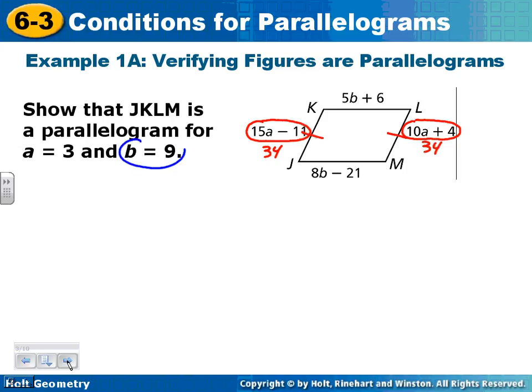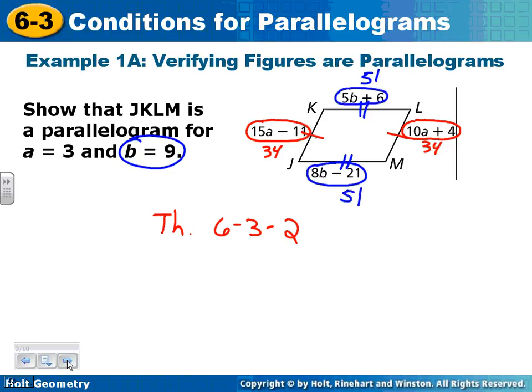So now let's take and plug in 9 for B. Well, the top would be 5 times 9, that's 45, plus 6, 51. And let's see now if I get 51 for the bottom. 9 times 8, 72, minus 1 is 51. That means my top and bottom, I can put 2 tick marks in there. So do I have enough information to show it's a parallelogram? I sure do. Go back and look at theorem 6.3.2, the second theorem. It's why that quadrilateral is a parallelogram.